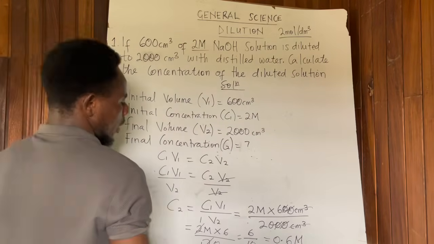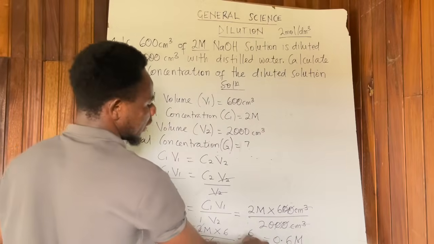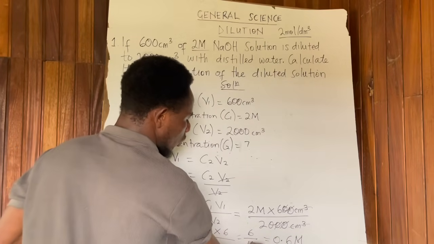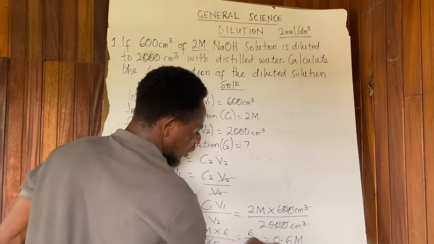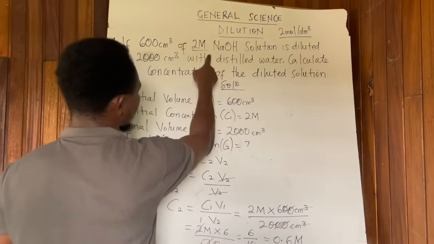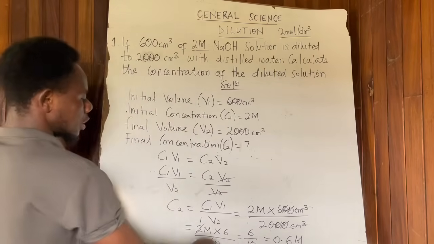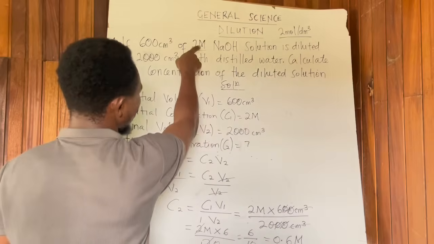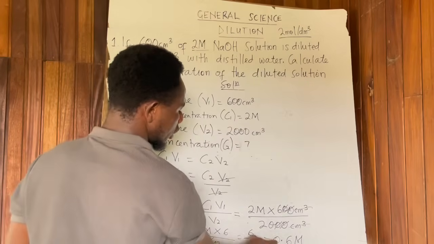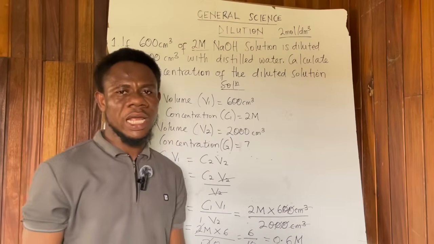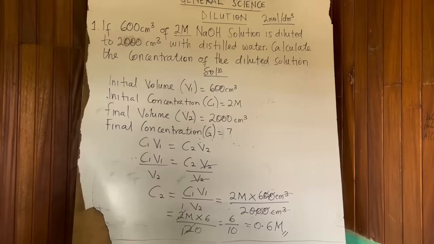Now we also said when a solution is diluted, what will happen to the concentration? The concentration will decrease. The concentration here is bigger than this. This means your answer is right. So your concentration here should decrease. Let's take the next example.